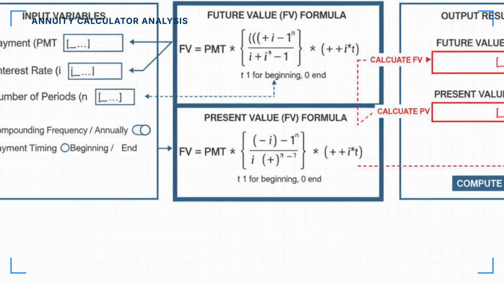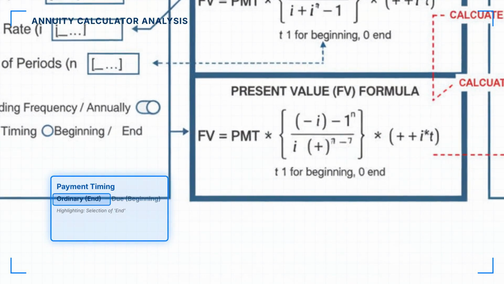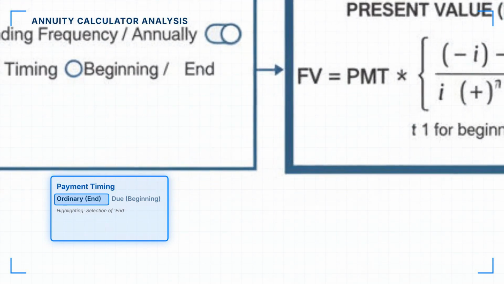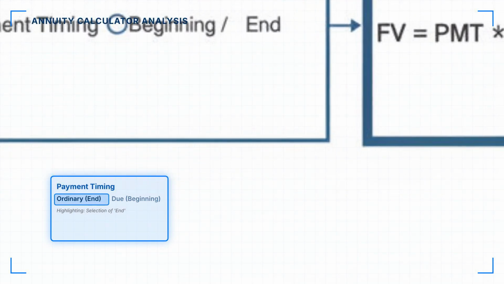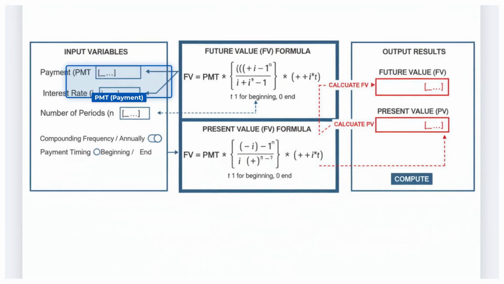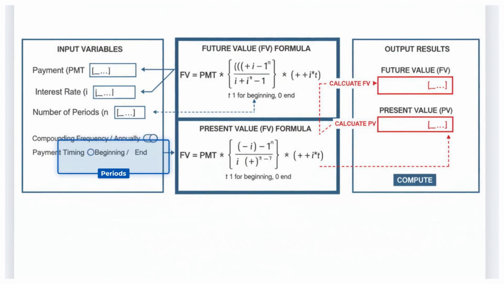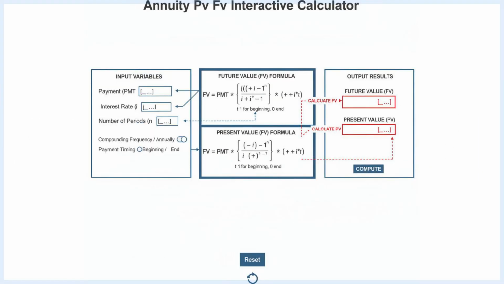The annuity type dropdown offers ordinary annuity, where payments occur at the end of each period, or annuity due, where payments occur at the beginning. I'm using ordinary annuity. Next, enter your payment amount PMT, interest rate per period as a percentage, and number of periods N. Here's our example. Payment amount equals $1,000, interest rate per period equals 5%, number of periods equals 10.